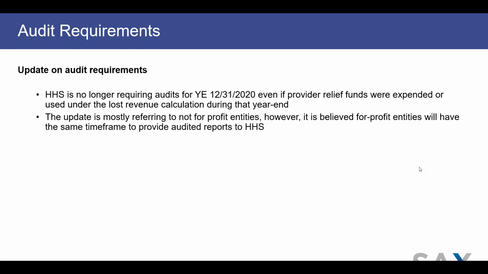So some changes have come out. HHS is now no longer requiring an audit for year-end 12/31/20. Previously, we were told that for 12/31/20, we would need to do audits. However, that is no longer the case. The update is using terminology for not-for-profits. However, it's going to be very unlikely there are two different time frames for not-for-profits and for-profits, so it's very likely that it's the same exact time frame. And one other note, there was a compliance supplement that touched on provider relief funds, and it mentions in that supplement that audits are required for 12/31/20. The language from the FAQs supersedes that, so that could be disregarded.